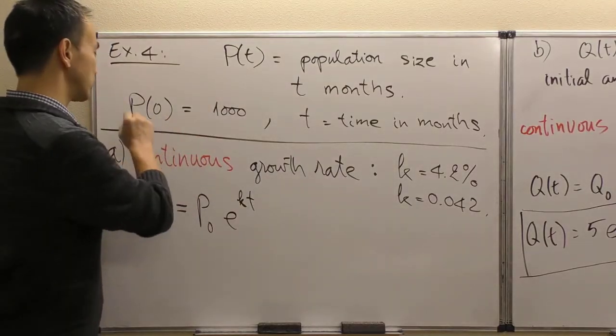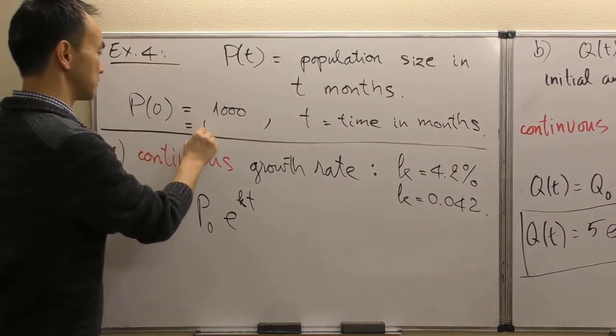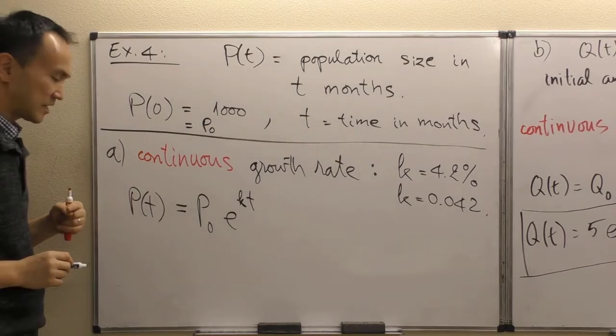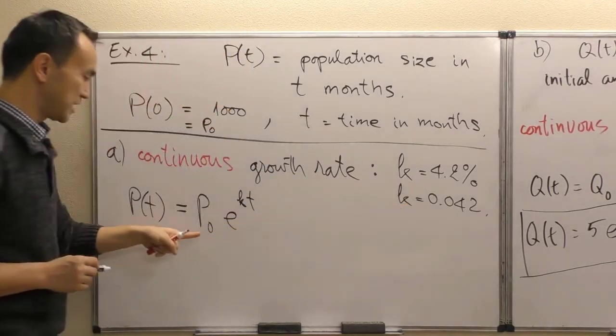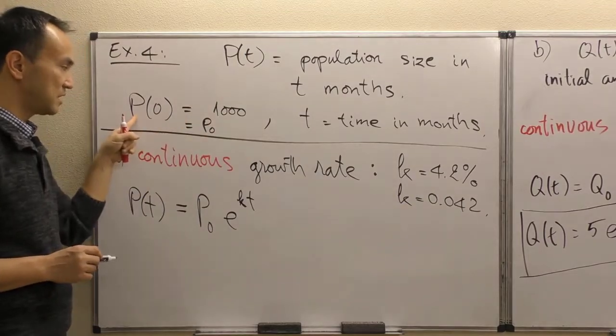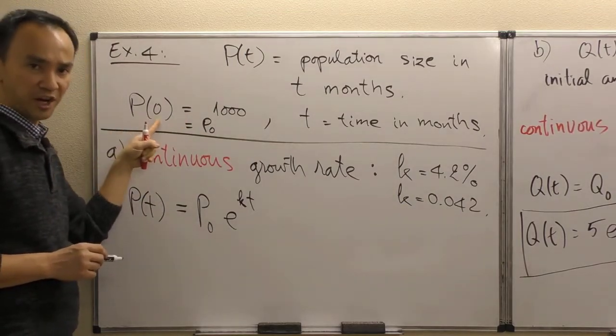And I could have also notated that this is also the same as p sub 0, like that. The same as p sub 0. And so now k is this value, and p sub 0 is this value. It's the function value at the initial point, initial time.